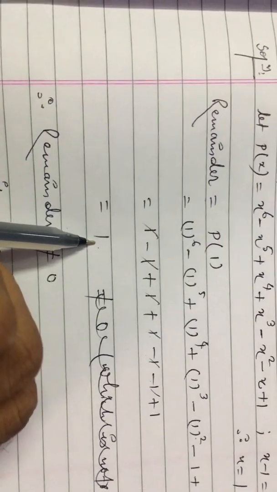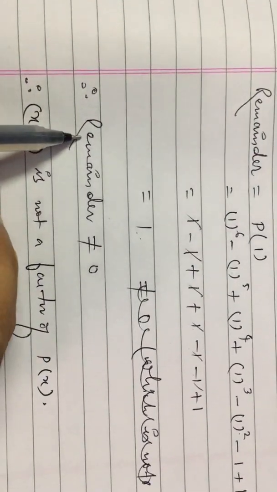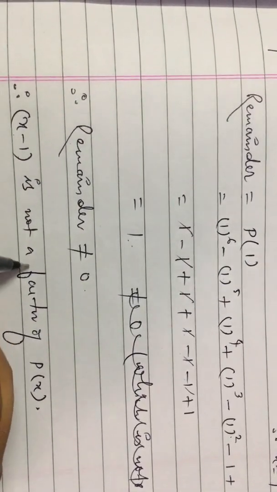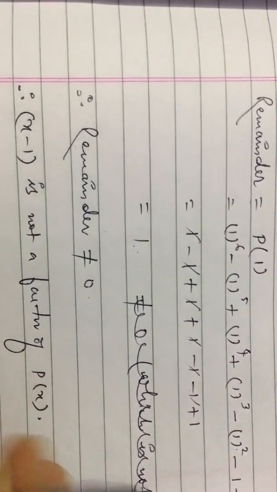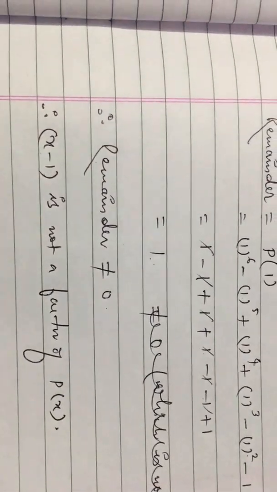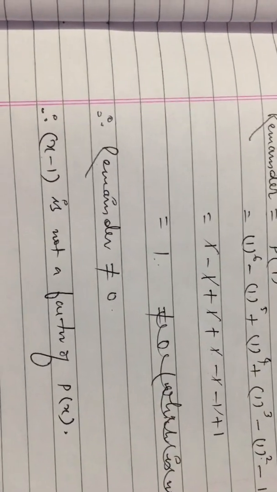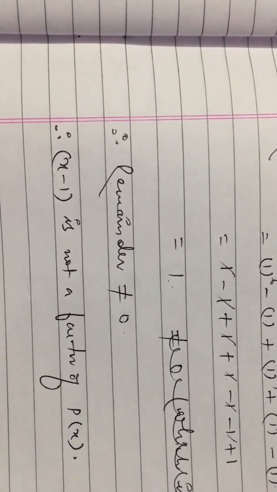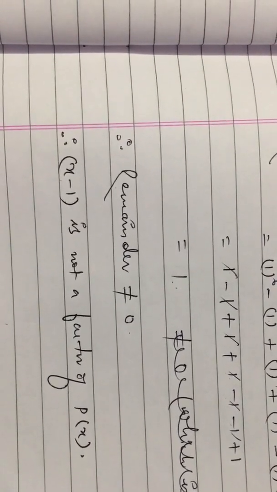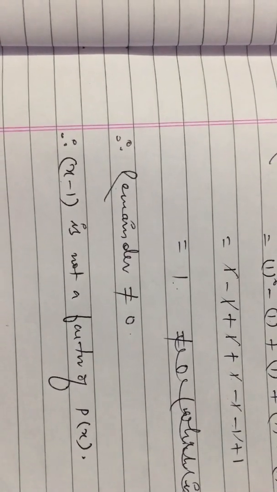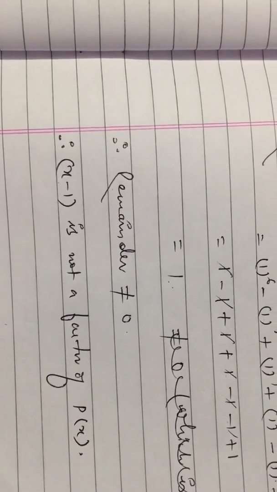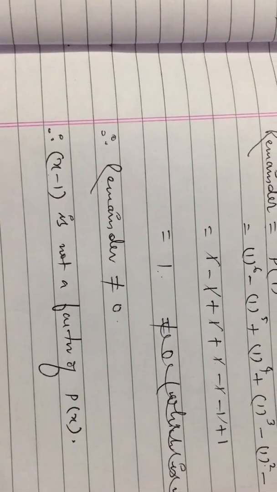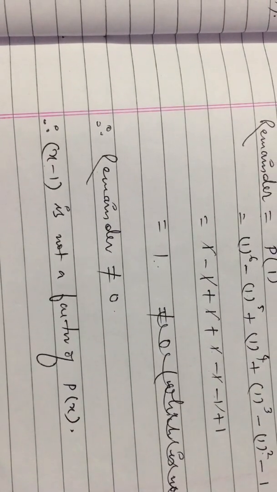The remainder we are not getting 0 here. So therefore we can write the remainder is not equal to 0. Hence x minus 1 is not a factor of p(x). So if the remainder is equal to 0, then it is a factor. If the remainder is not equal to 0, it is not a factor. For finding the remainder, you can use the remainder theorem, or you can use the long division method also. By any way you can find the remainder and compare it with 0, and if you are getting 0, then in that case it will be a factor.